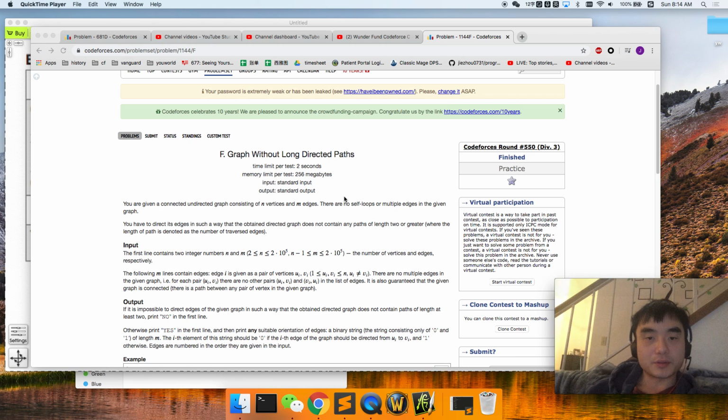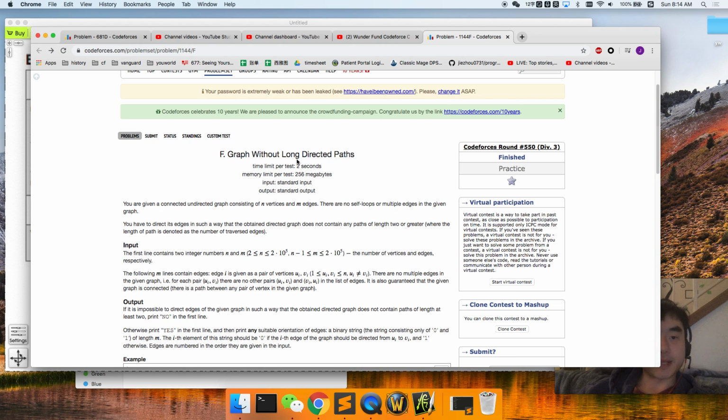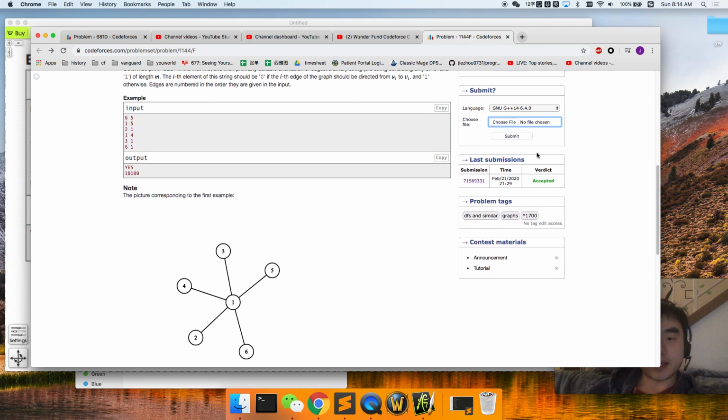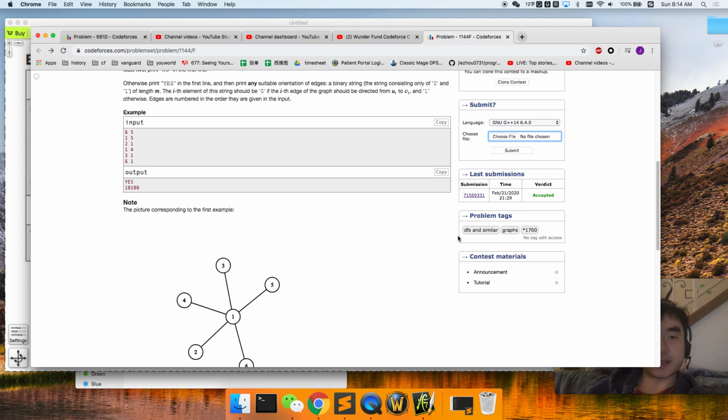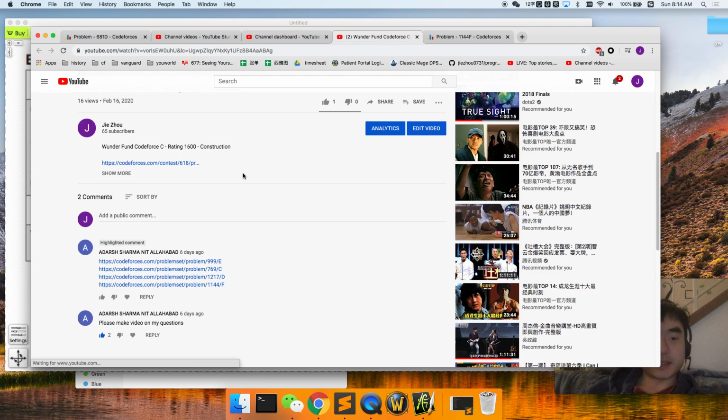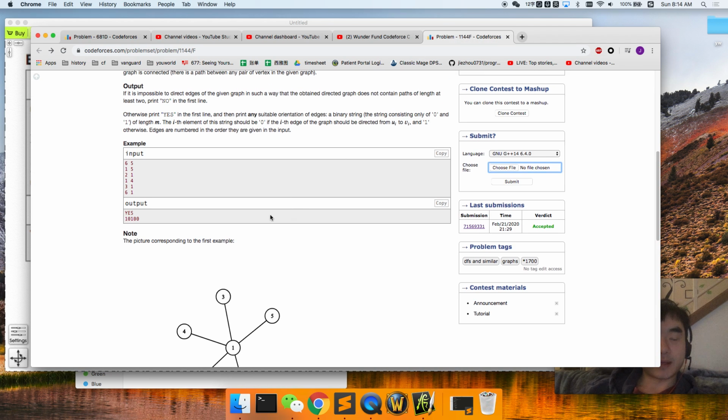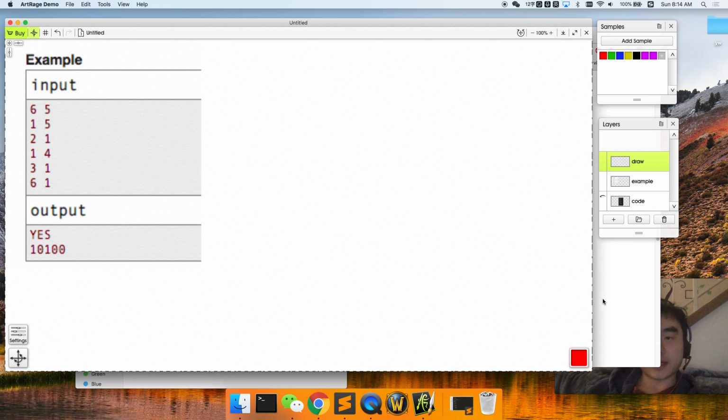So we are going to solve another problem today. It's 550 division 3 and its rating is 1700. It's posted by a dash again, right? So let's begin. As always, we are going to explain the example here. So let's take a look at the example.